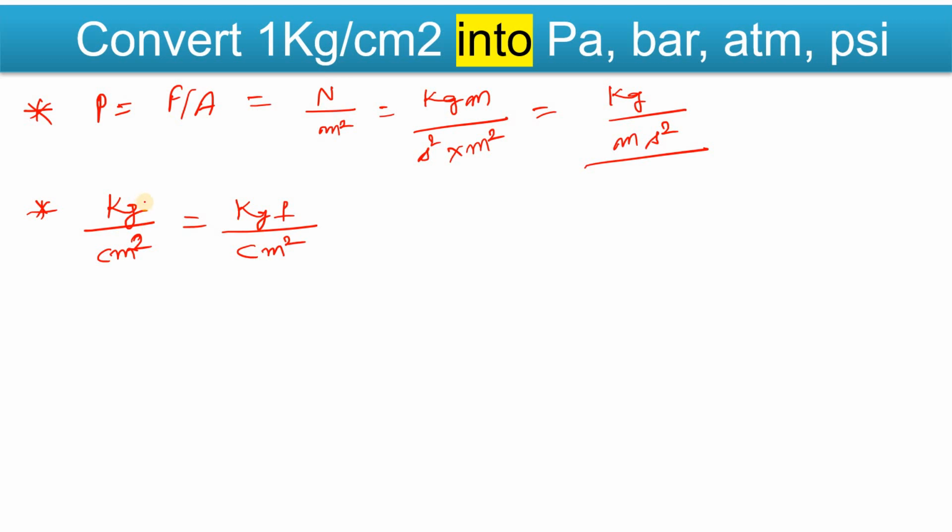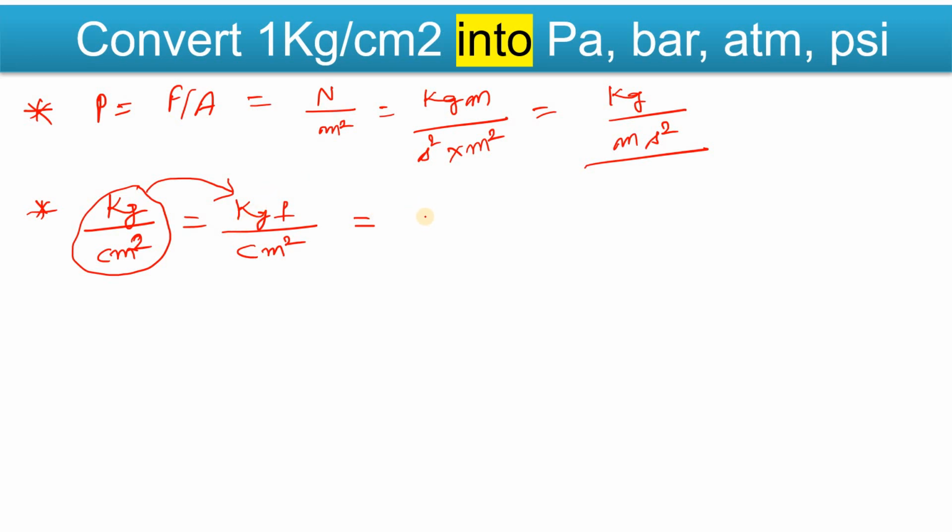If someone is telling you the unit in kg per centimeter square, so that is not the unit of pressure. The unit of pressure which he or she is talking about is kg force per centimeter square. I hope you are getting my point, what I want to say. Now let's discuss it.